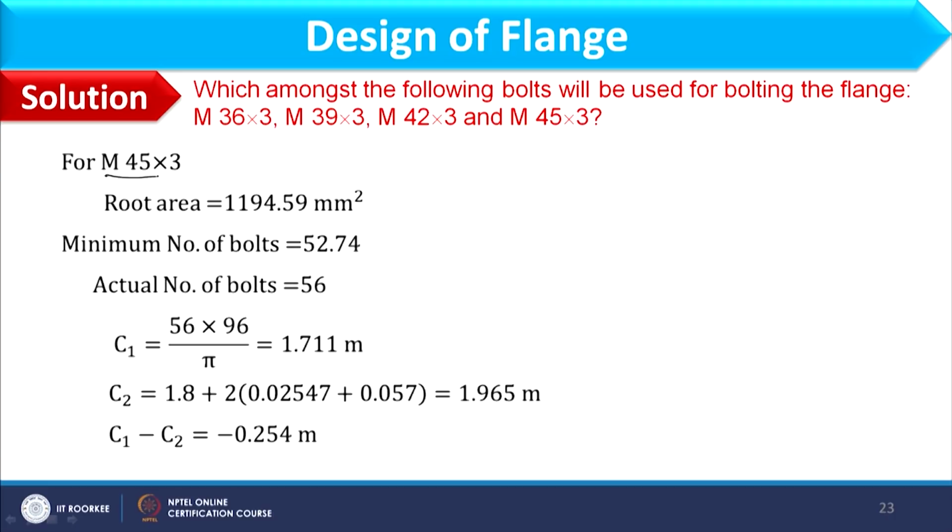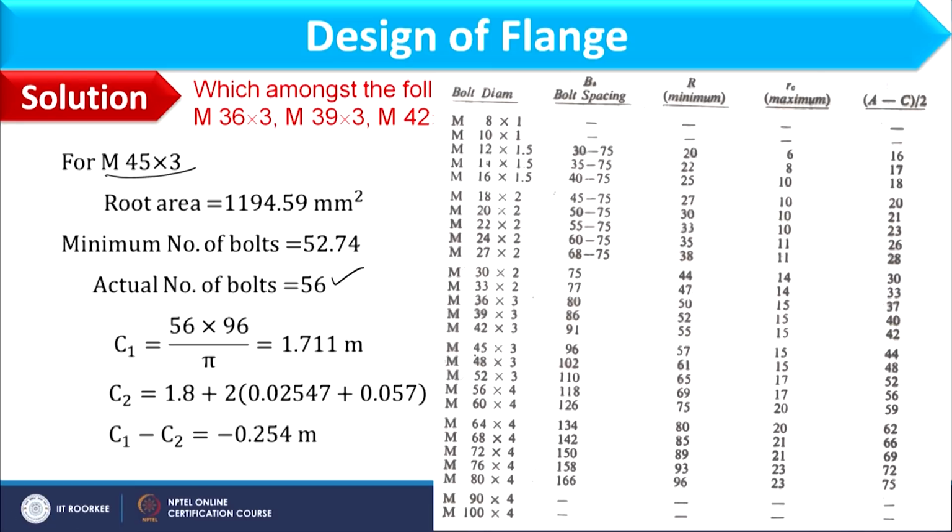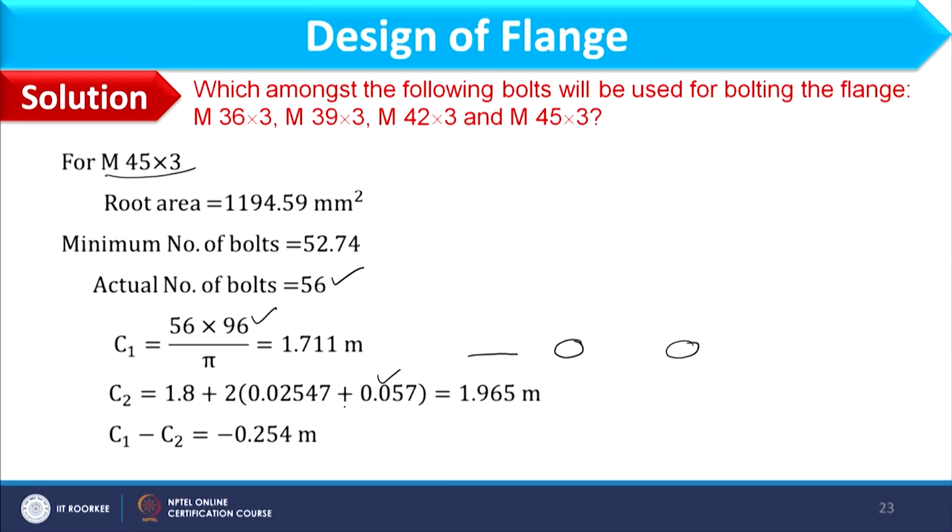In a similar way, I can calculate for bolt 45 into 3, where the actual number of bolts is 56. In this case, it is 45 into 3, BS is 96 and R is 57. So, these values I can use over here to calculate C1 and C2 respectively. C1 can be found as 1.711 meter and C2 as 1.965 meter. The difference of these two would be minus 0.254. So, in this way, we have calculated all parameters related to 4 bolts.